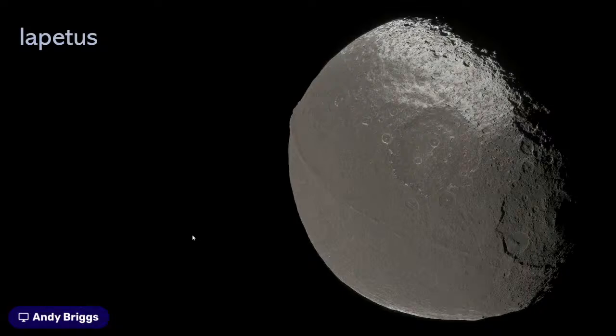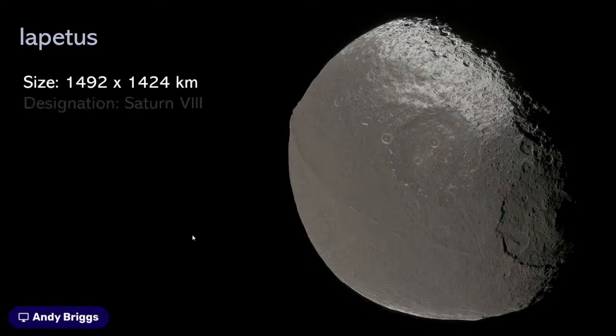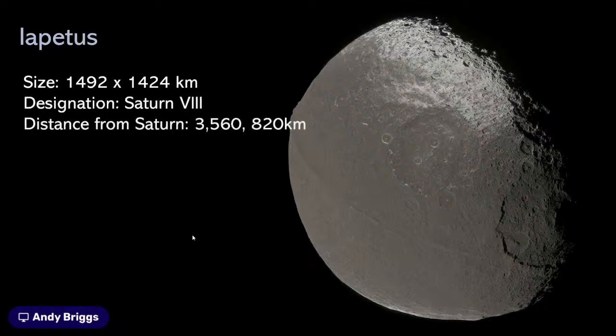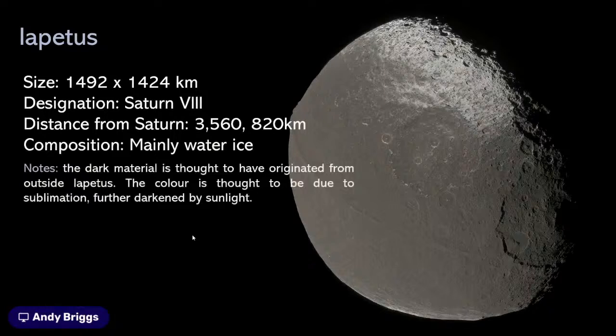So this was a very odd moon with its bright hemisphere and its dark hemisphere. It's 1492 by 1424 kilometers, so nearly spherical. It's designated Saturn 8. It's 3,560,000 odd kilometers from Saturn. Its composition, again, is mainly water ice with some rock thrown in. And that dark material is thought to have originated from outside Iapetus, perhaps from other moons.